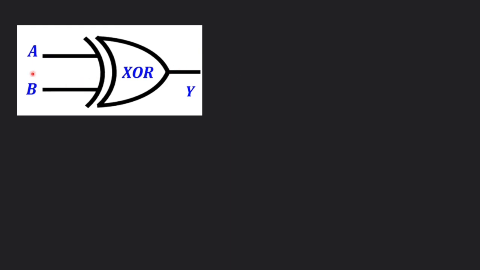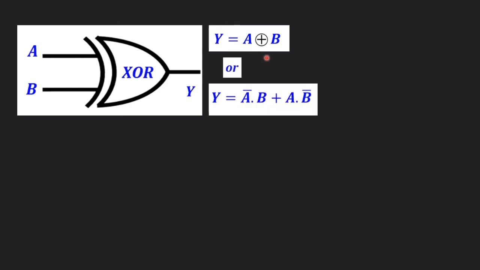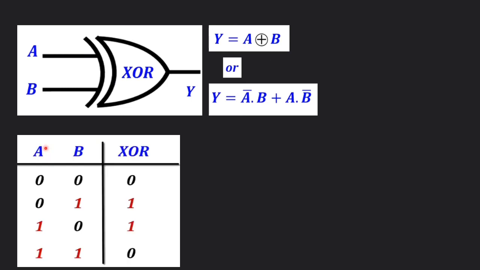In the XOR gate, there are two inputs, one is A and the second one is B, while the output is Y. The Boolean algebra for the XOR gate is Y is equal to A plus B, or Y is equal to A bar dot B plus A dot B bar. The truth table of the XOR gate is mentioned here.